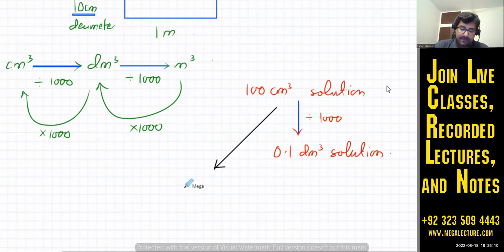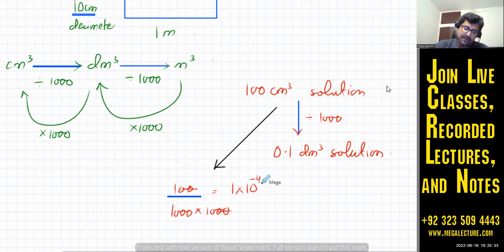So I have to take 100, divided once by 1000 and then again by 1000. So after cutting these zeros, what is left? That's, I guess, how many zeros do I have? 4. So I'm going to get 1 into 10 power minus 4 meter cube. Okay, so this is the same thing as 100 cm cube.